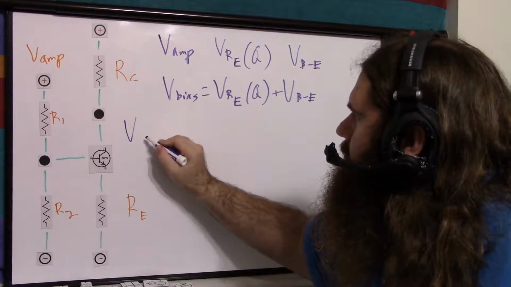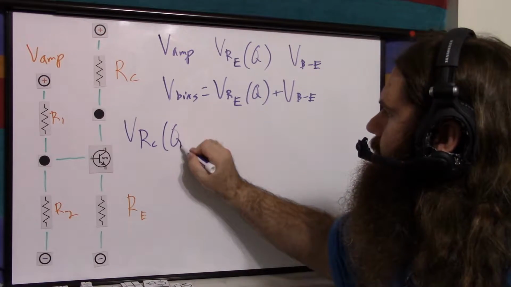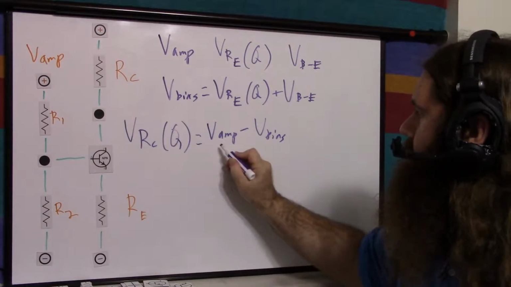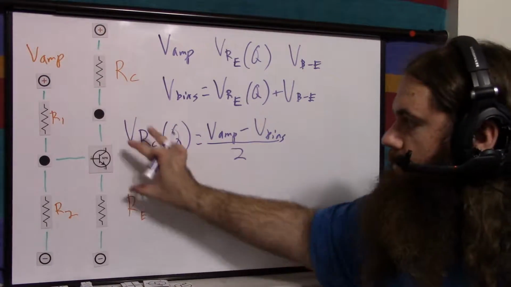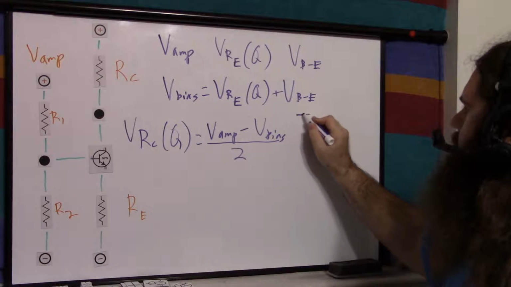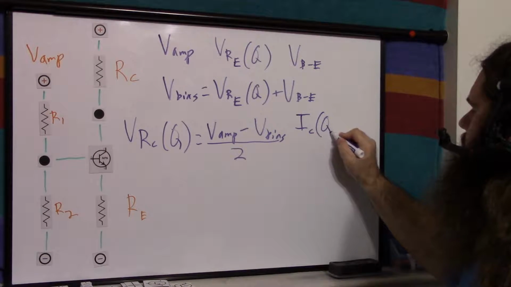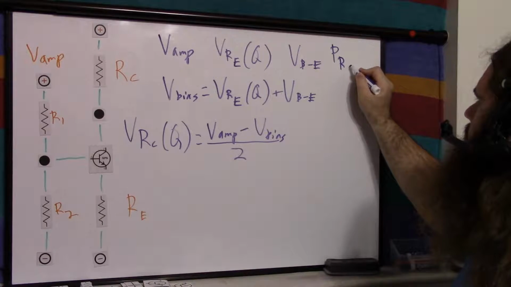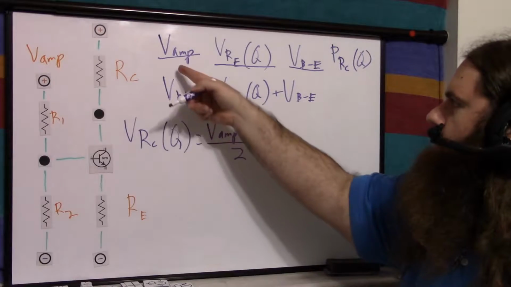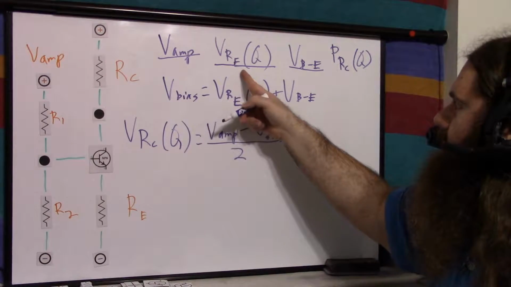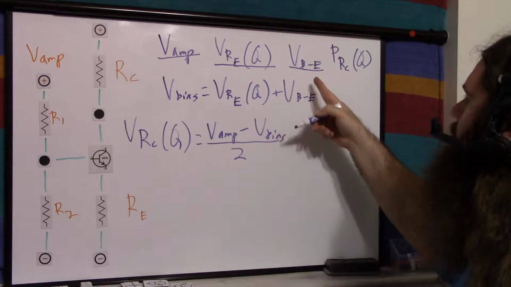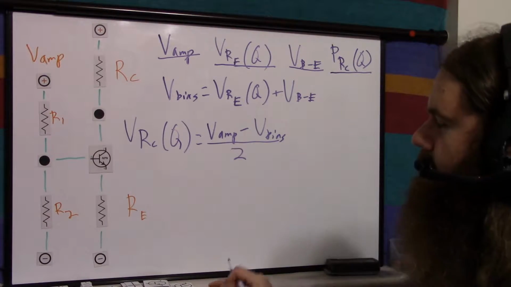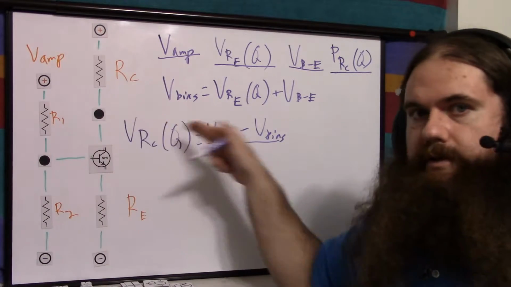Voltage across the collector resistor at quiescent equals V amp minus V bias. That's the leftover voltage over 2, and that puts it in the middle. So the transistor has half and that has half. The current through the collector at quiescent equals, you decide how much power through the collector resistor at quiescent. So you decide on your power supply, you decide on the emitter voltage at quiescent, the base to emitter junction, and the power dissipated by your resistor at most, because this resistor is supplying the transistor and your load.